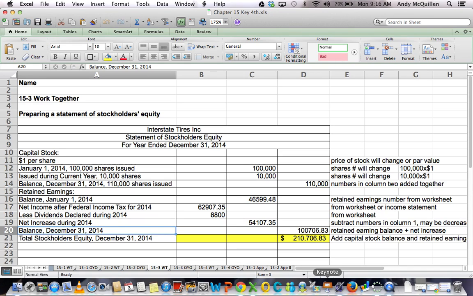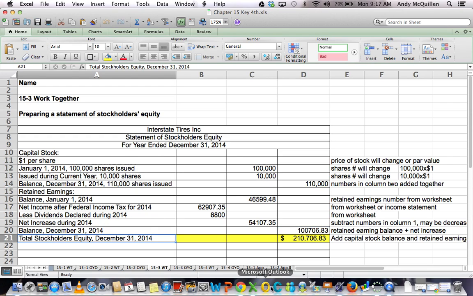Next account is balance December 31st, 2014. That number is your balance on January 1st and your net increase added together, and that goes in column 3, $100,706.83.